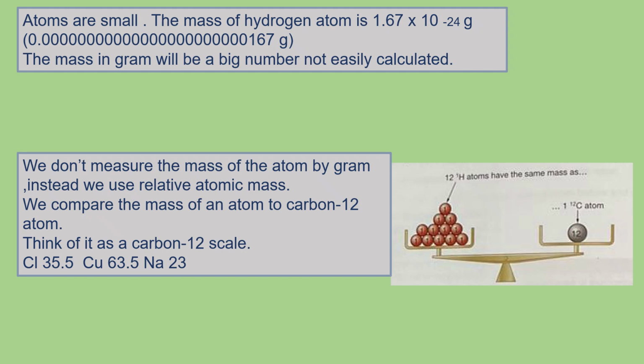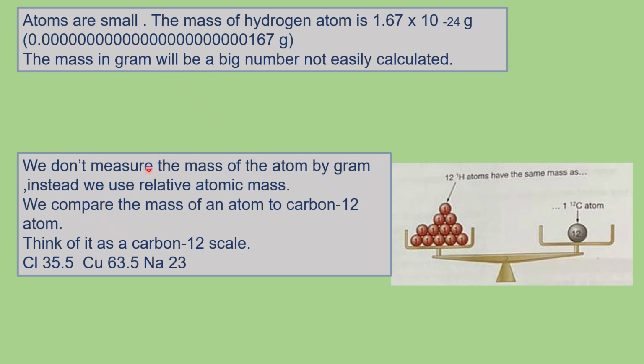Atoms are so small. The mass of a hydrogen atom is 1.67 times 10 to the power minus 24 of a gram. So this is 0.000... with lots of zeros, 167 of a gram. So the mass in gram will be a number that's not easily calculated or used.